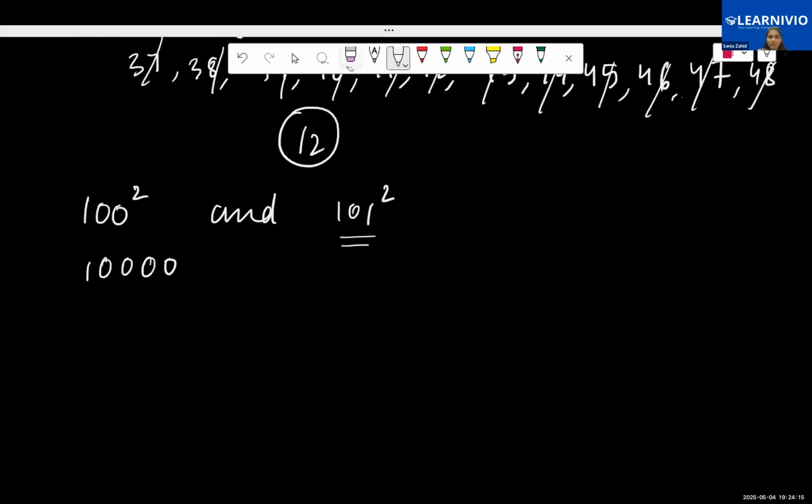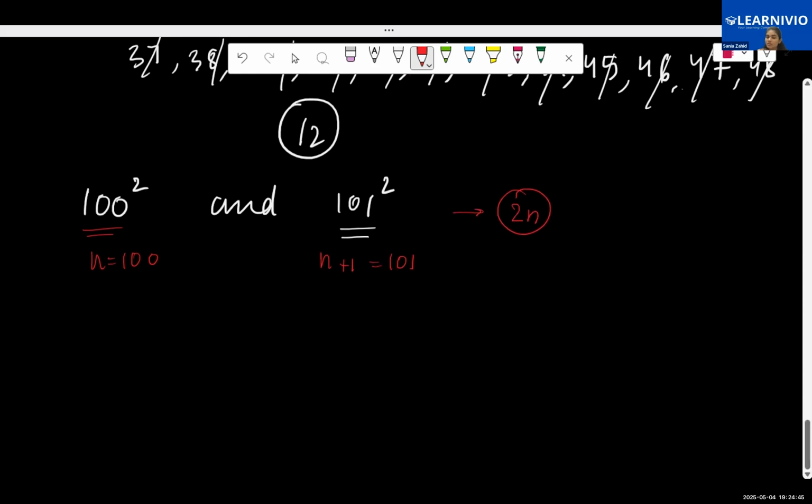So what do we do whenever you have two consecutive numbers and you're squaring them? Let's consider 100 as n. So what is n? 100. And what is 101 then? Can I write n plus 1 is 101? So how many numbers lie between 100 square and 101 square? 2n numbers will lie between 100 square and 101 square. Understood? These are the non-square numbers that are lying between two square numbers. So 2n is your answer.